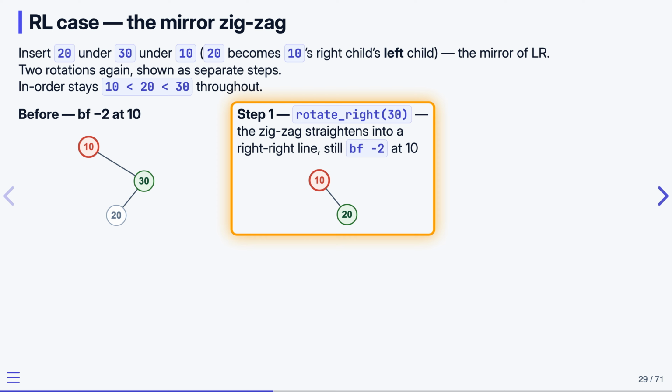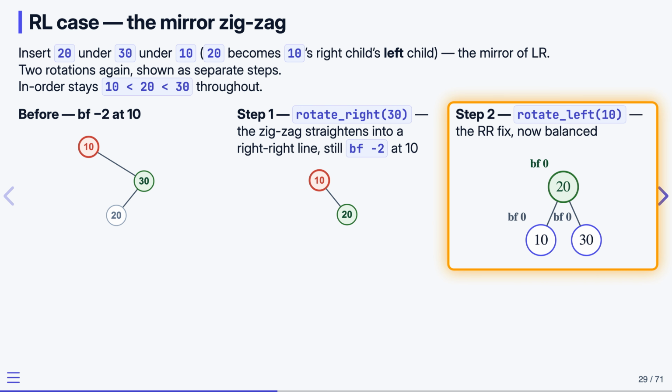But 10 is still balance factor -2, so one rotation was not enough. Step 2. Now the line is straight, so we rotate left at 10. This is exactly the right fix. 20 ends up at the top, with 10 on its left and 30 on its right. Every balance factor is back to 0.